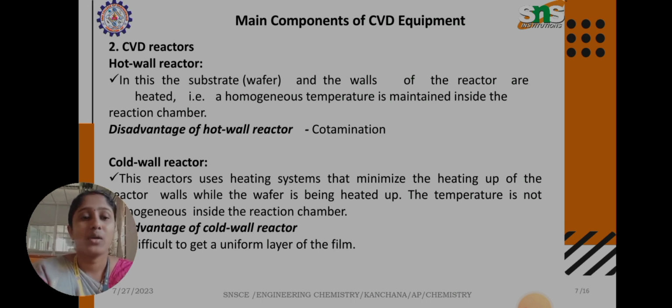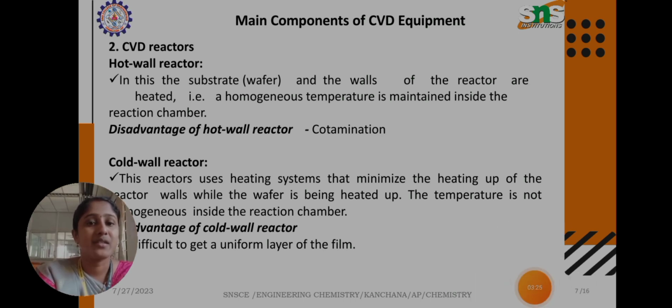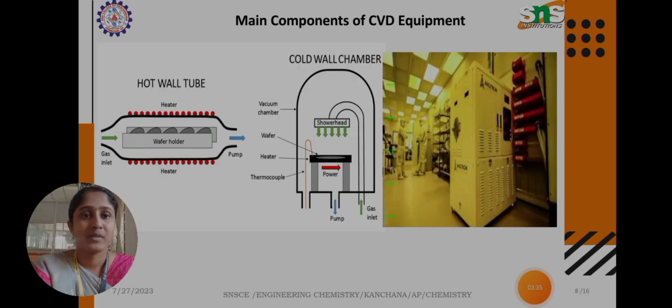Cold wall reactor. This reactor uses a heating system that minimizes the heating up of the reactor walls while the wafer is being heated up. The temperature is not homogeneous inside the reaction chamber. The disadvantage of the cold wall reactor is that it is difficult to get a uniform layer of the film. This is a diagrammatic representation of a hot wall tube and a cold wall chamber.